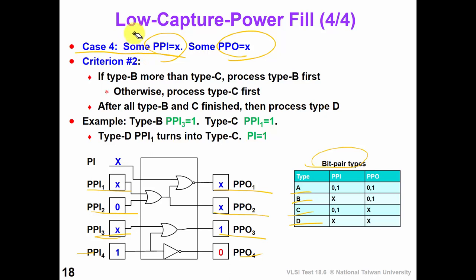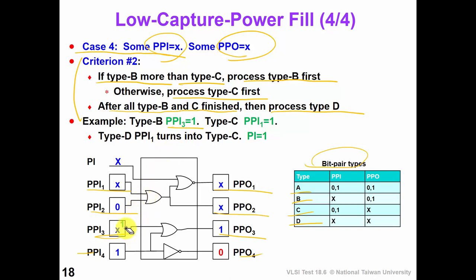In the paper, a criterion was proposed. If type B is more than type C, then we process type B first. Otherwise, we process type C first. After we have processed all type B and type C flip-flop pairs, then we start to process type D. In this example, we have equal number of type B and type C. So let's say we process type B first.